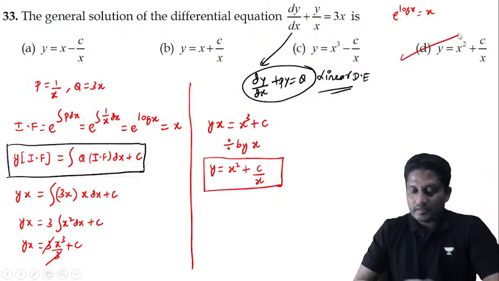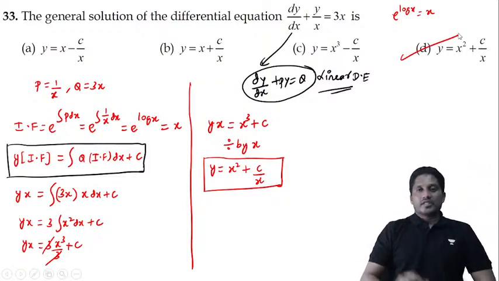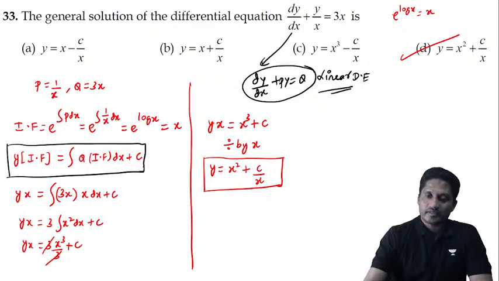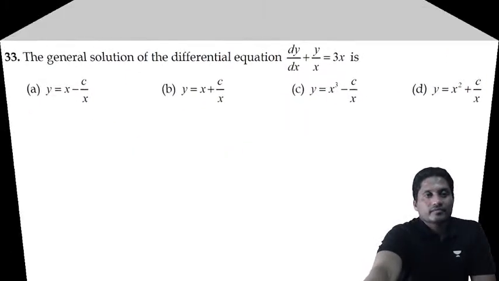Answer is option D. So anyways, linear differential equations, dy by dx plus py is equal to q, you have done in boards. That is important. It's a question based on that only, and it's easy as well.